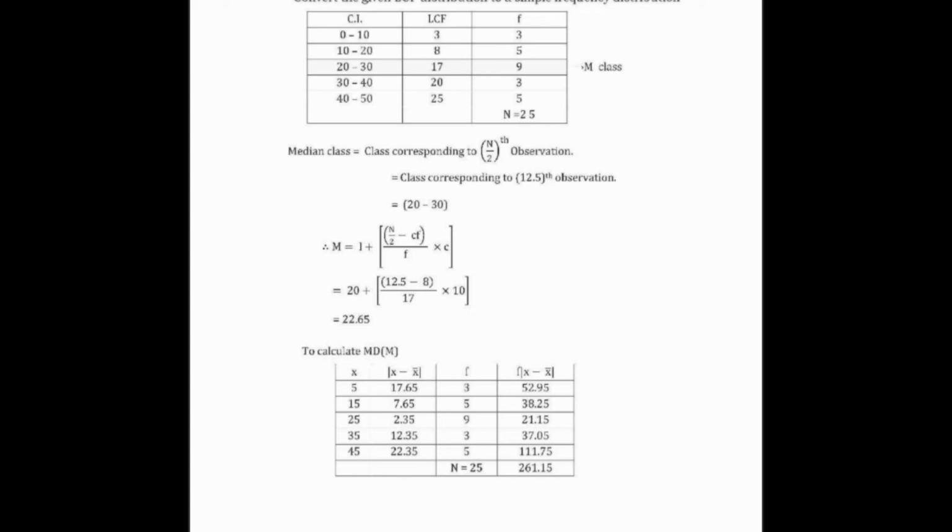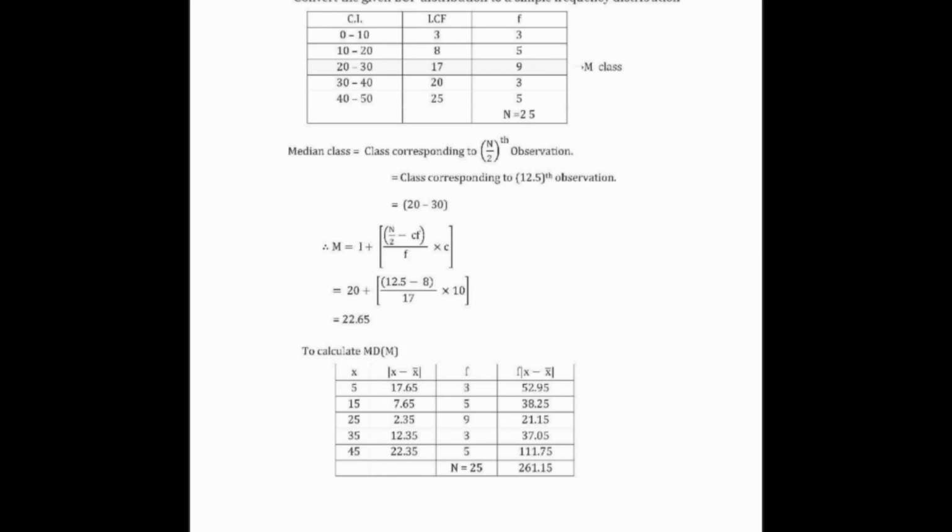3 minus 8. 3 as it is. 8 minus 3, that is 5. 17 minus 8, that is 9. 20 minus 17, 3. 25 minus 20, that is 5. Capital N is equal to 25. You have to take the frequency total, and when you take the total, N is equal to 25.